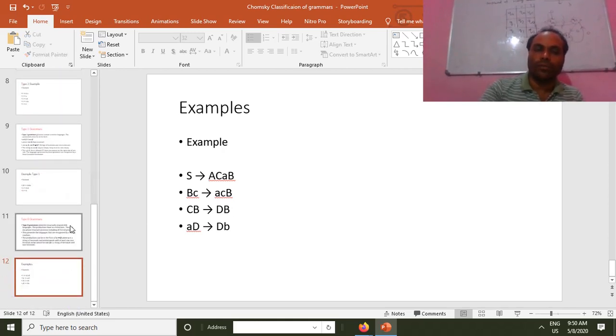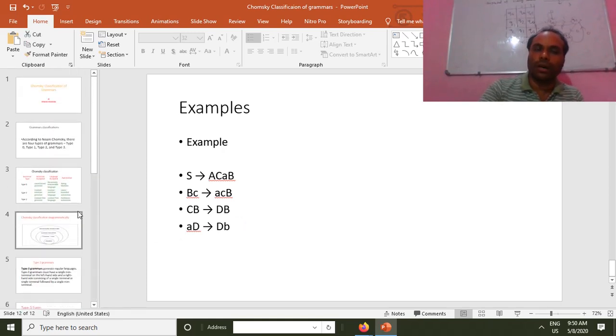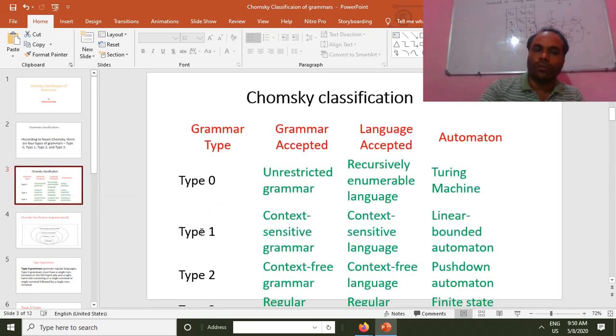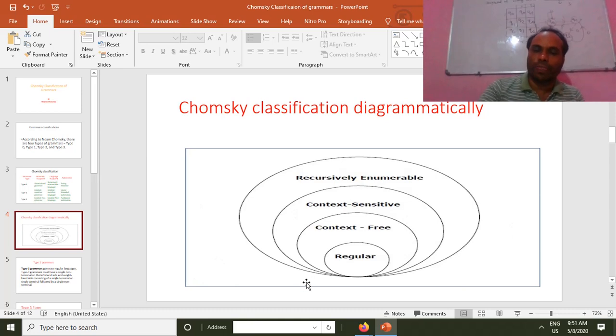I hope you understood. If you understood this classification, you will be able to solve a lot of problems in the theory of automata, because most problems may be asked on this classification or from this representation. Recursively enumerable is the topmost, accepted by the Turing machine. Context sensitive languages are accepted by the linear bounded automata. Context free languages are accepted by pushdown automata. Regular languages are accepted by finite automata.